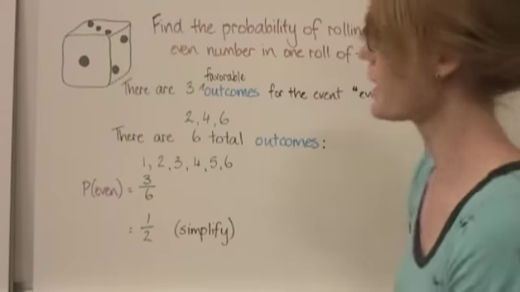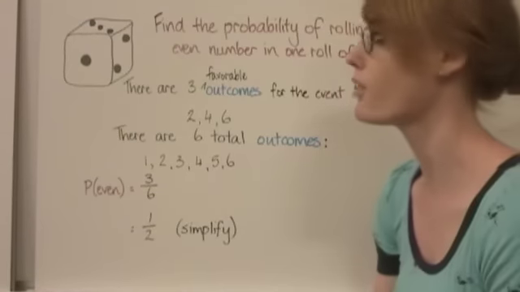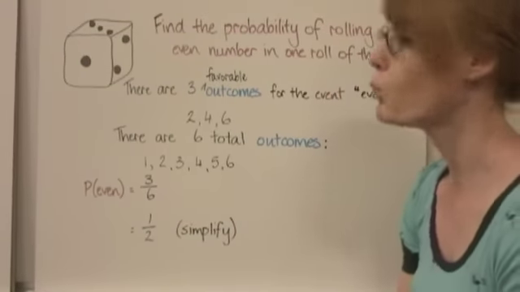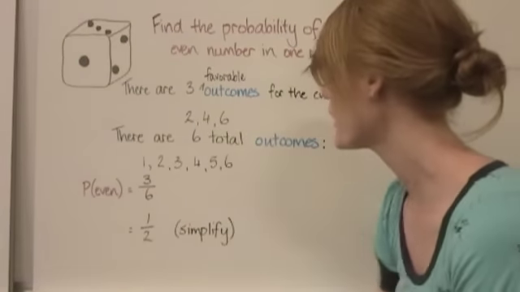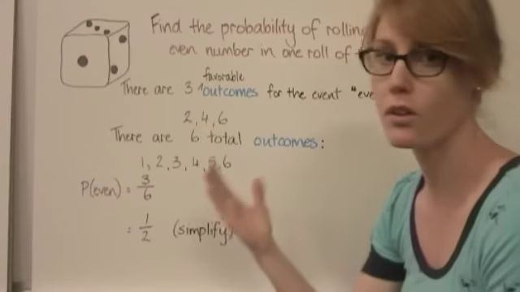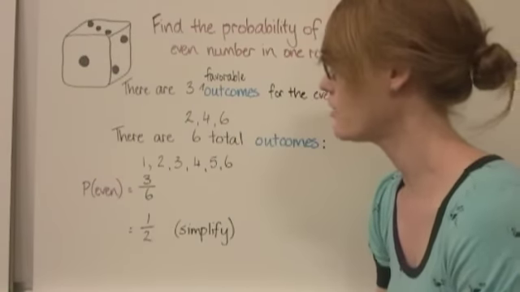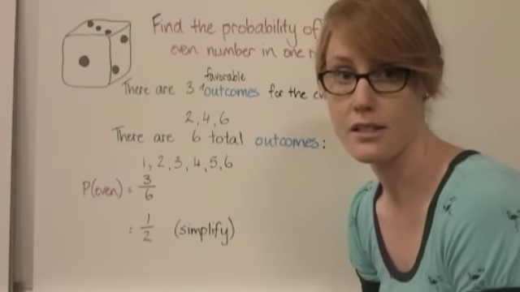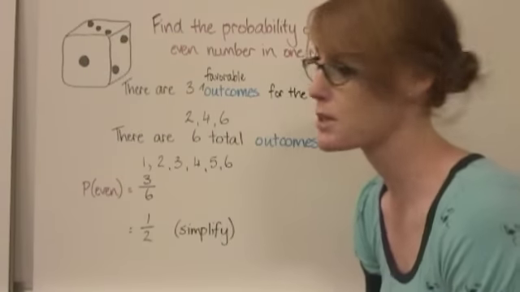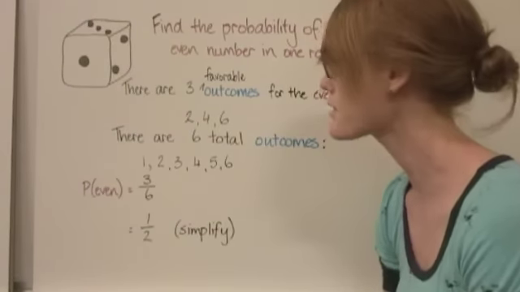Let's say we had a problem that asked us to find the probability of rolling an even number in one roll of the dice. So here we have our dice, and we know from a regular dice that it ranges from 1 through 6. Each side has one of those numbers on it, 1, 2, 3, 4, 5, 6.